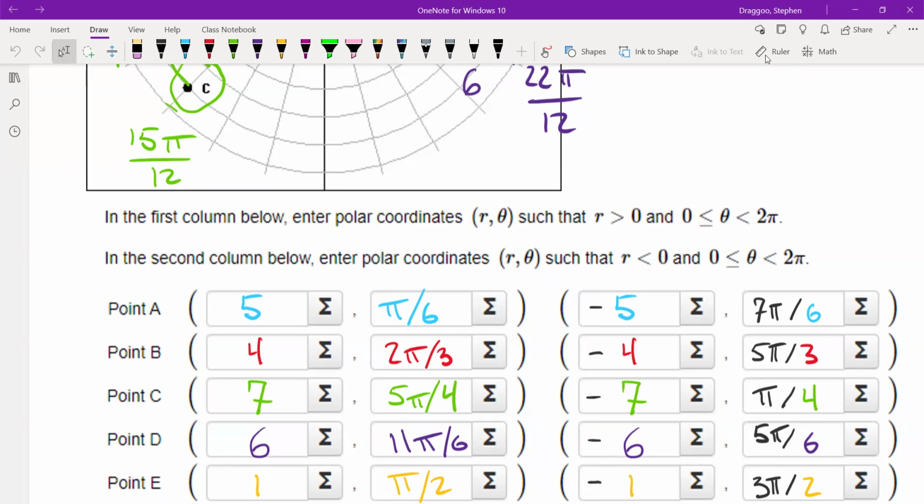So the most standard way to express points in polar coordinates is that one right there.